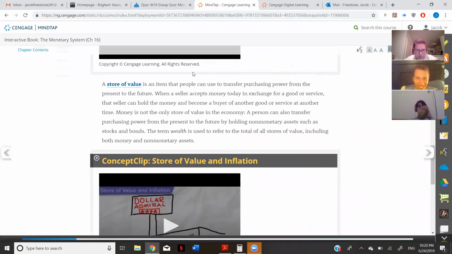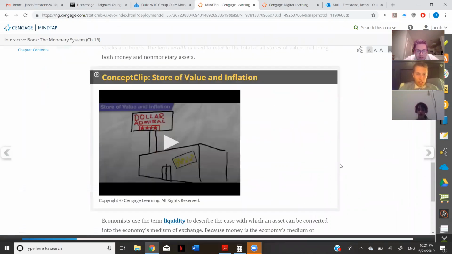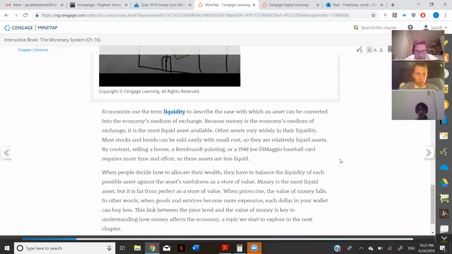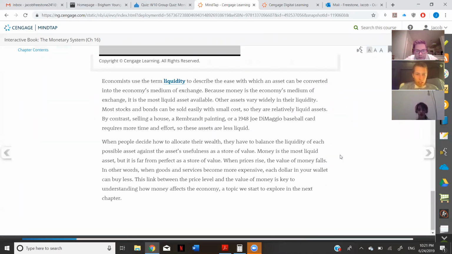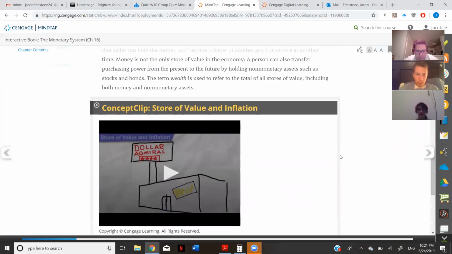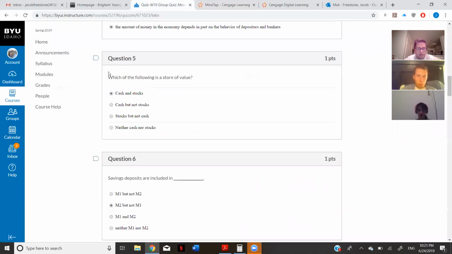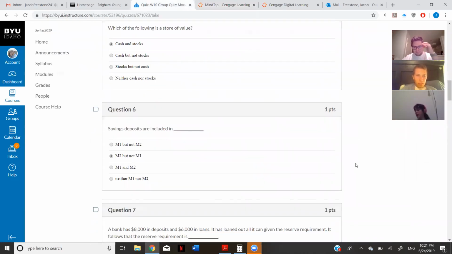It says here, a store of value is an item that people can use to transfer purchasing power from the present to the future. So I think so. Probably so. And it says a person can also transfer purchasing power from the present to the future by holding non-monetary assets such as stocks and bonds. Okay, cool. Okay, so B, right? Yeah.